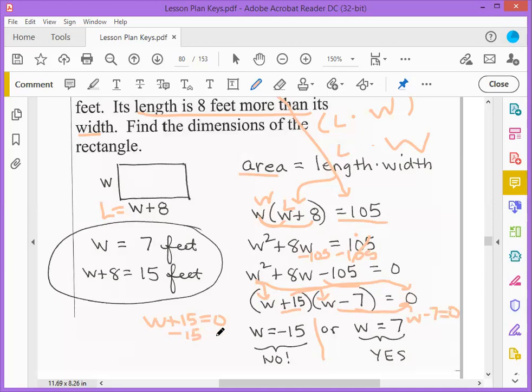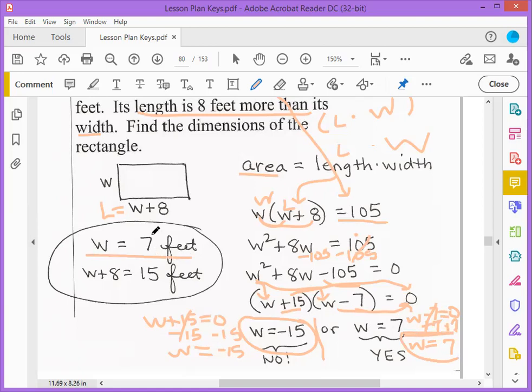So we're going to subtract 15 from both sides of the equation on the left. The 15s will cancel, and W equals negative 15. Or we're going to add 7 to both sides of the equation on the right. The 7s will cancel on the left. W equals 7. Now, based on what we have in our scenario, our width cannot be negative 15. There's no such thing as having a negative width. Therefore, negative 15 is not possible. However, the width could be 7. So we're going to use our width as being 7.